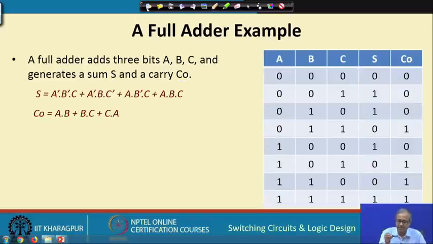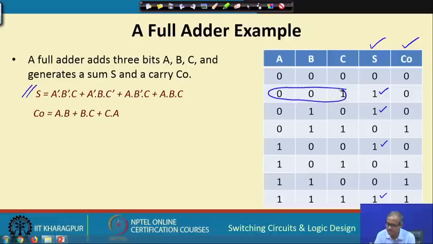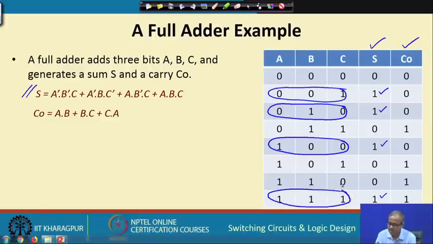The way we can express or write down the expression for this sum and carry is very simple. First, look at the sum. You look at the column for sum, you find out for which rows the sum is 1. There are 4 such rows. Then you look at the corresponding input combinations for which the sum will be 1. So, if it is 0, you use that variable in complemented form, A bar. If it is 1, you use it in uncomplemented form, C.